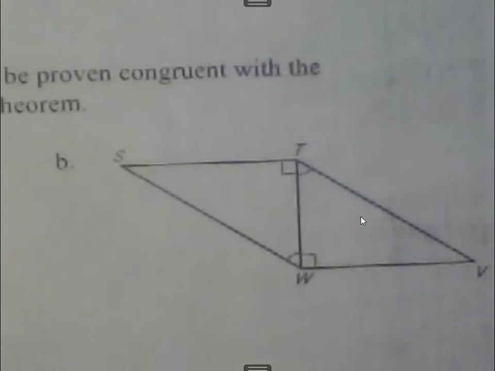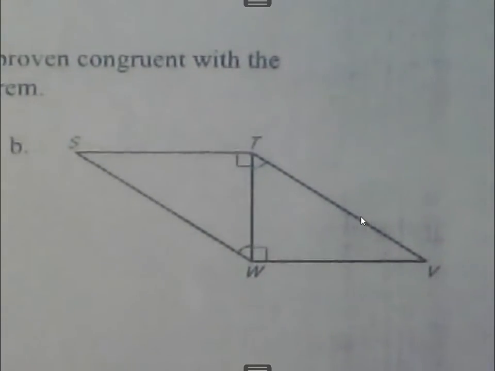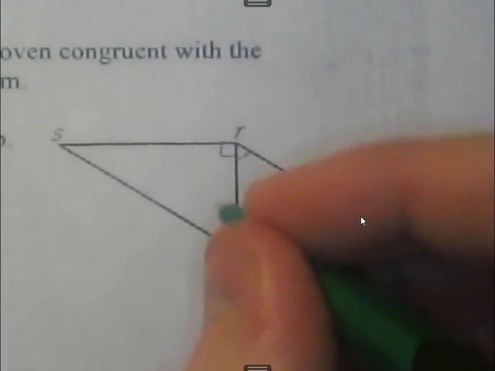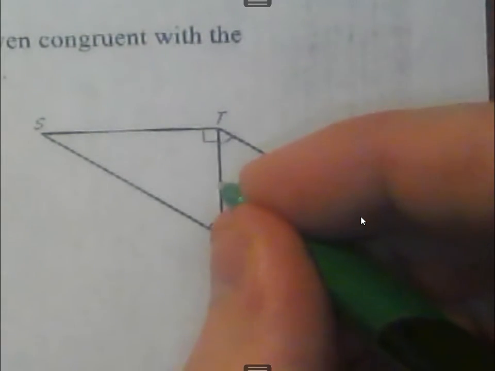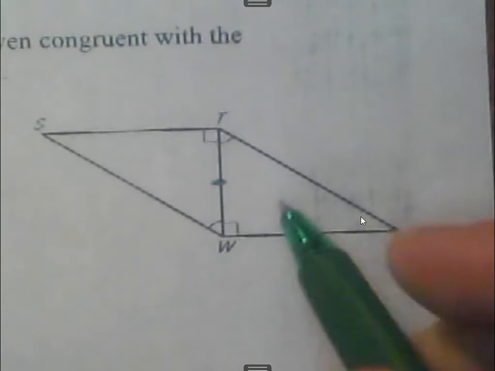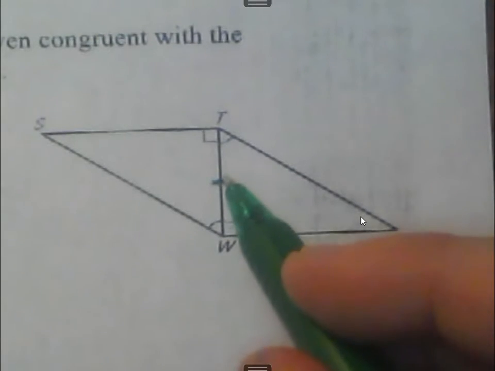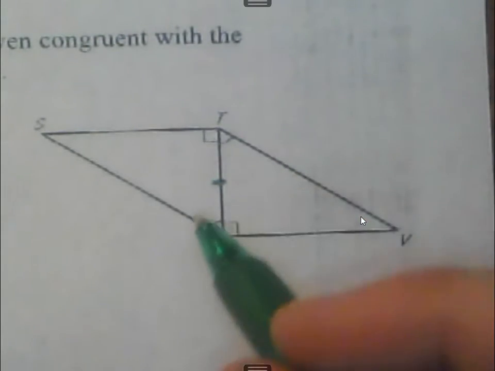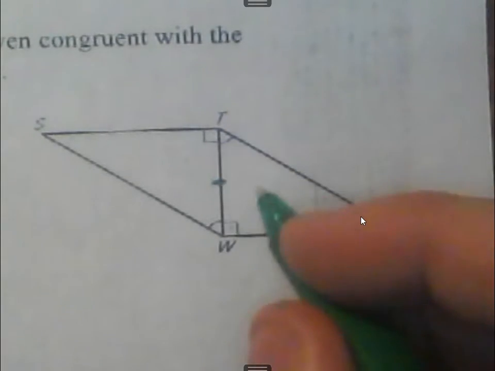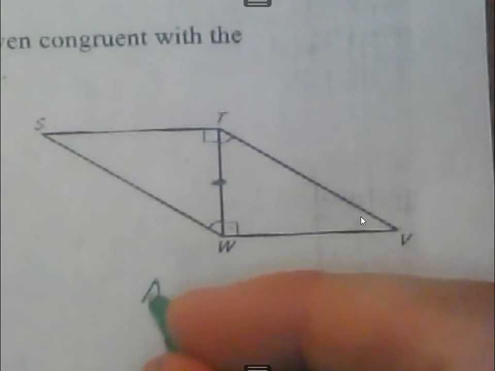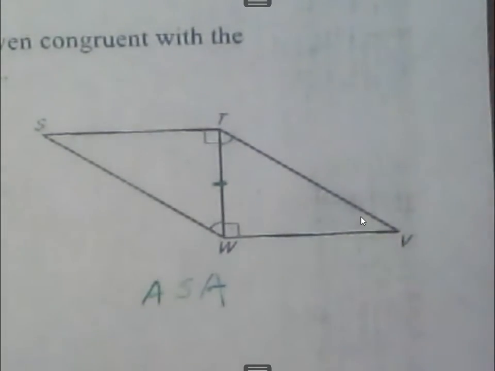On part B, we want to know, can we compare these two triangles? Well, we have an angle in both, but remember, we always want to look for the side that they both share. In this case, they both share this side right here. So this would be angle, side, angle. This would also be angle, side, angle, so I know that these two triangles are congruent by angle, side, angle.